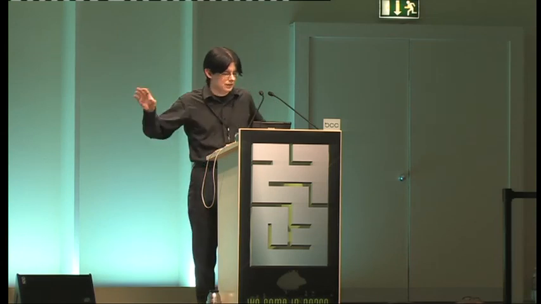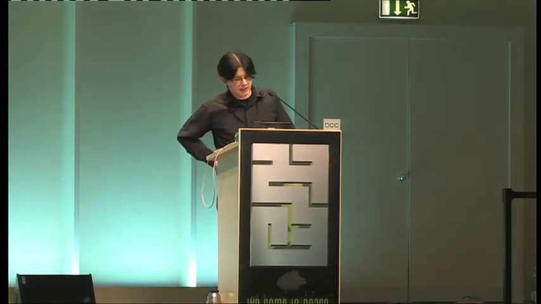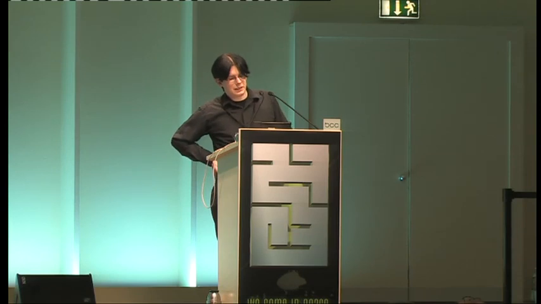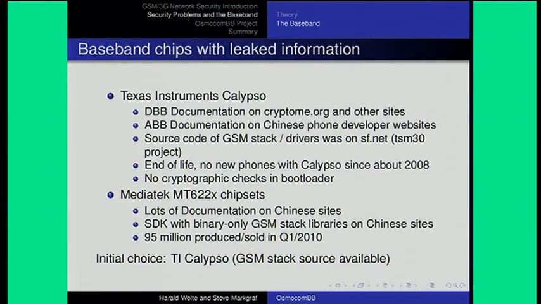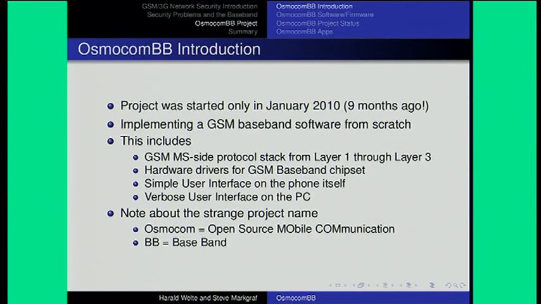The other chipset we've started to look at is MediaTek, a Taiwanese company that is shipping 95 million baseband chipsets a quarter right now. It's a very high volume. They basically own the low-end GSM phone market today. You can find SDKs and documentation, and that's going to be the next target. But for the first target, we chose the TI Calypso because more information was available at that time.